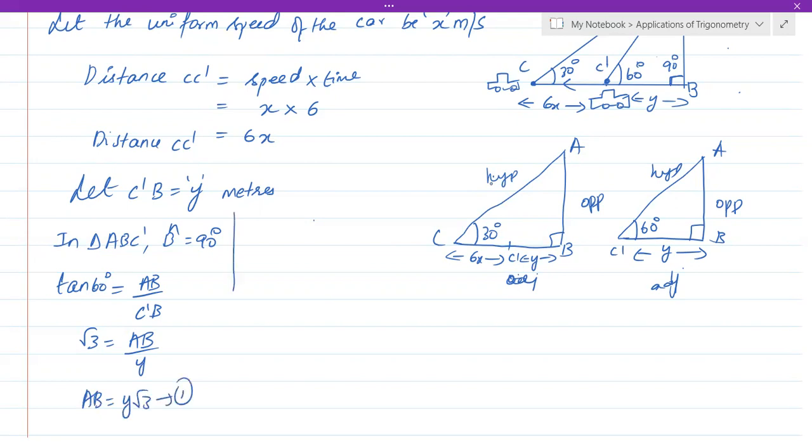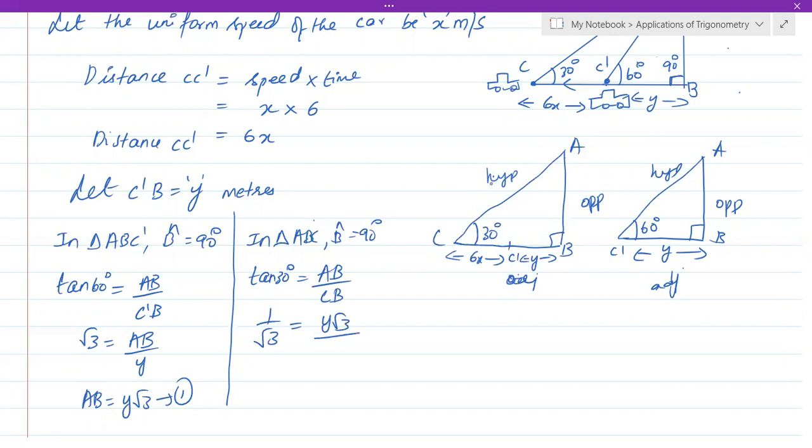Now, similarly, let's take the other triangle. In triangle ABC, B is 90 degrees. Again, using tan 30 degrees is equal to opposite by adjacent. Opposite is AB, adjacent is CB. Tan 30 is 1 by root 3. Here, what you can do is directly substitute the value of AB from equation 1. AB value is what? y root 3. And what is the value of CB?